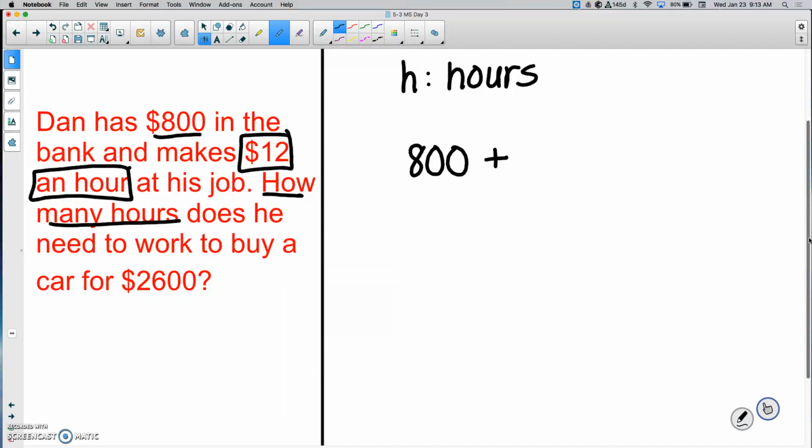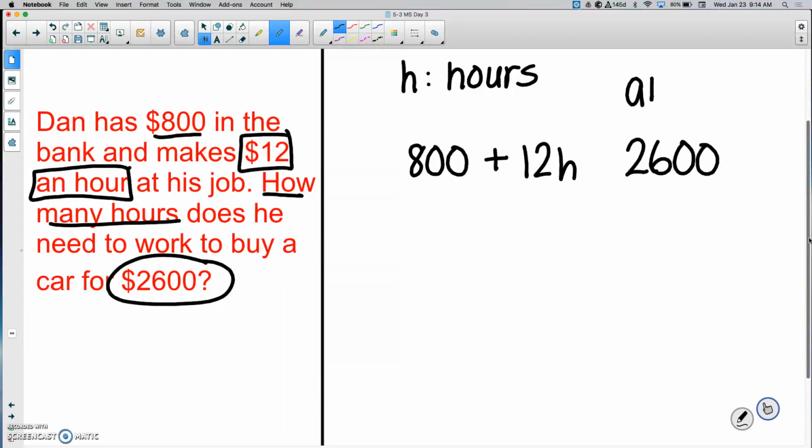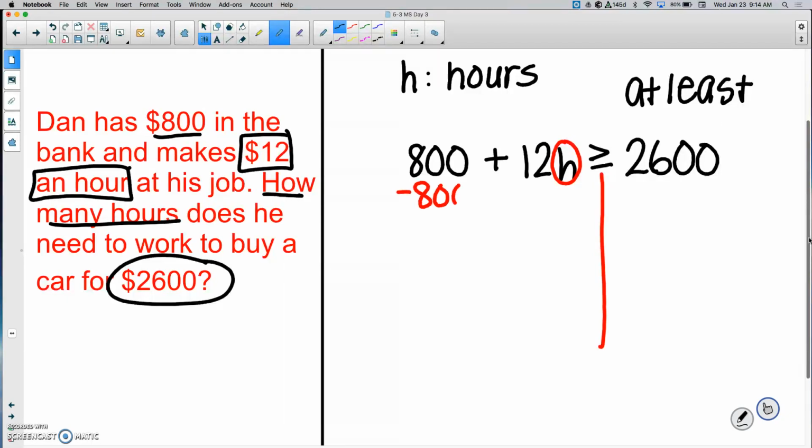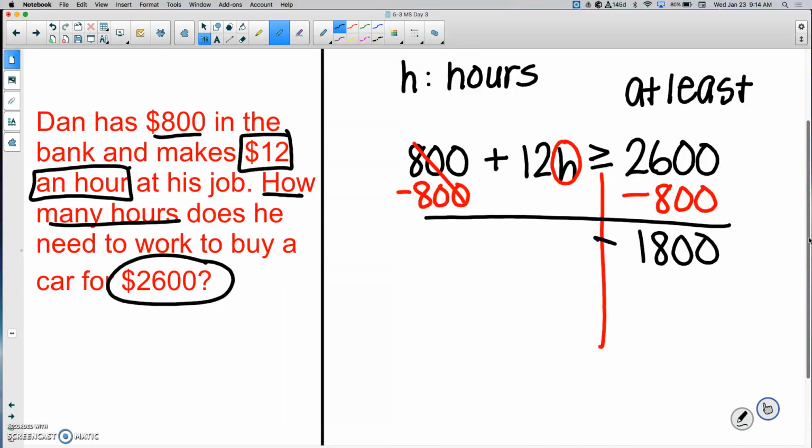So that means plus 12h. Because he's earning $12 each hour, that's where you would multiply your variable. He's trying to buy a car for $2,600. So he needs at least $2,600. At least means greater than or equal to. If he has less than $2,600, he cannot buy the car. Now to solve this, let's subtract the $800 that he already has. So subtract $800, and we've got $1,800 that he's trying to earn.